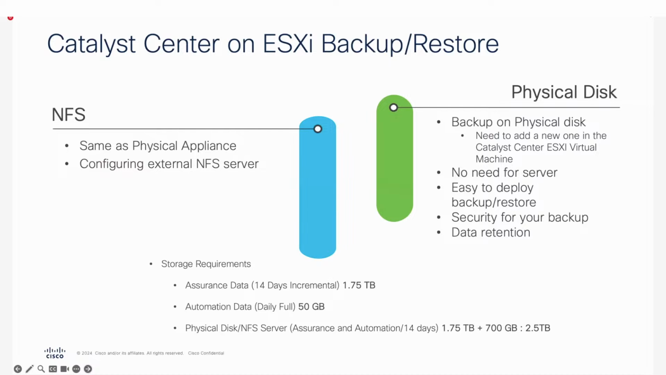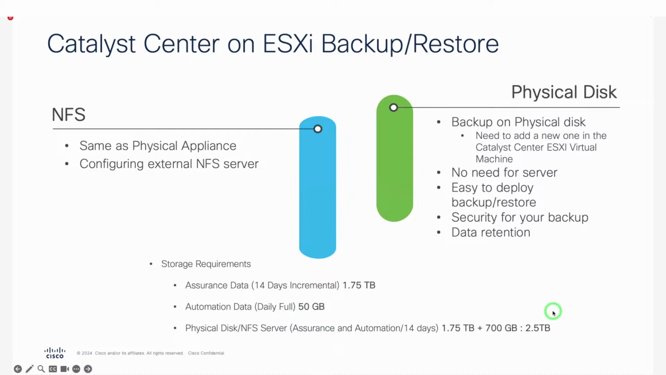So about the storage requirements, as you can see, we have two parts of the data that you will be saving on your backups. There's going to be the automation data and the assurance data. The automation data covers all the databases, credentials, file systems, etc. And the assurance data is all the information that we're gathering from your network devices, right? So if you want to calculate the size of these hard disks when you are adding them to your virtual machine, you can do an exercise like this. For 14 days incremental, it can get up to 1.75 terabytes of data. Daily automation data will be about 50 gigabits.